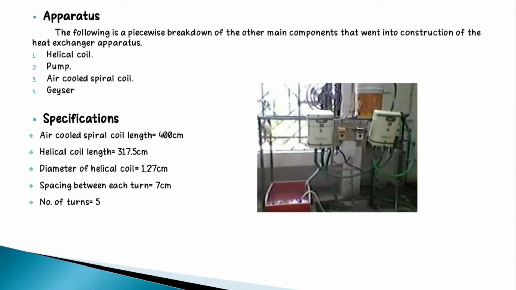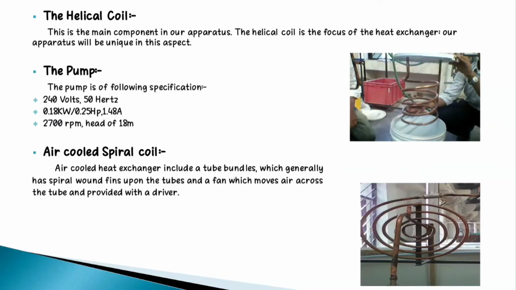Apparatus. We used a helical coil, pump, air-cooled spiral coil and geyser. The specifications are: air-cooled spiral coil length is 400 cm, helical coil length is 917.5 cm, diameter of helical coil is 1.27 cm, spacing between each turn is 7 cm, and number of turns is 5. The helical coil is the main component in our apparatus. The helical coil is the focus of the heat exchanger. Our apparatus will be unique in this aspect.